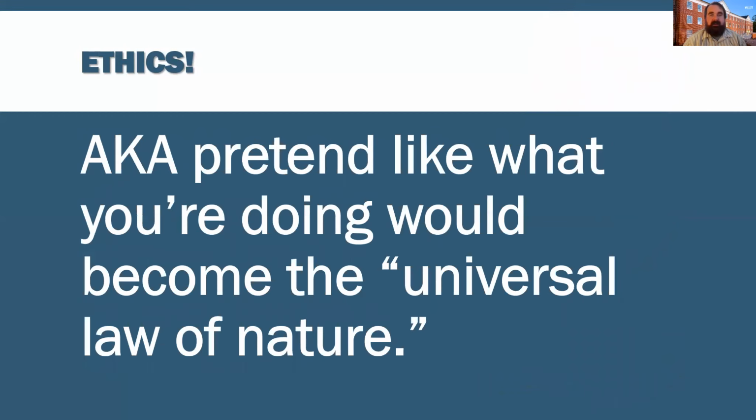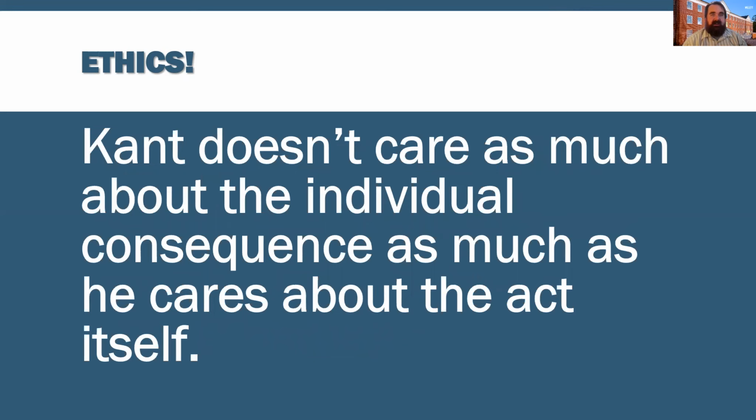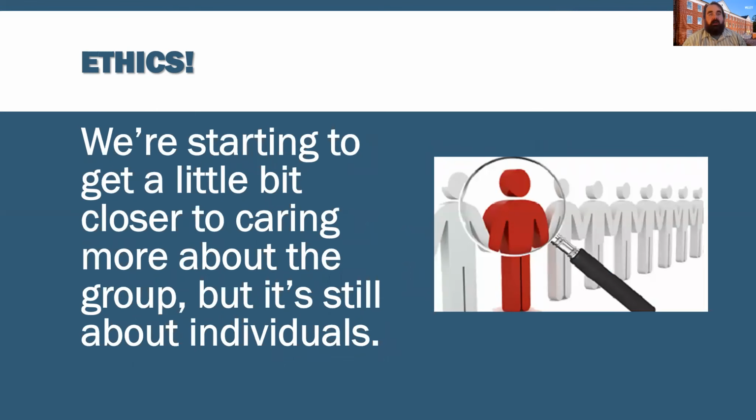And the best way to sum up the categorical imperative is to pretend like what you're doing would become the universal law of nature. If you would not want everybody blasting 5 kittens out of a cannon, then don't blast kittens at all out of a cannon. And Kant doesn't care as much about the individual consequences as he cares about the action itself. It's neither an individual nor a group concept, but it is about the action. And so we're starting to get a little bit closer to caring about the group, but it's still at the individual level.